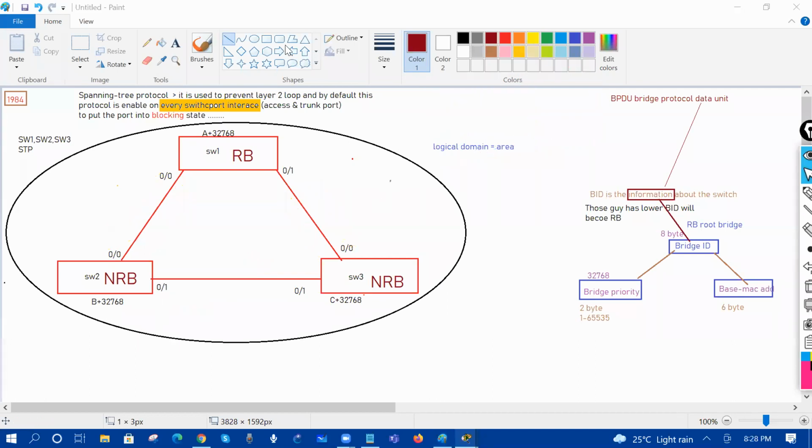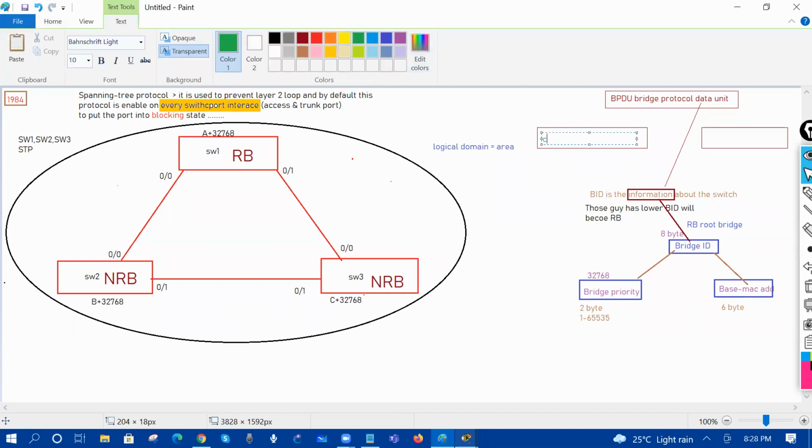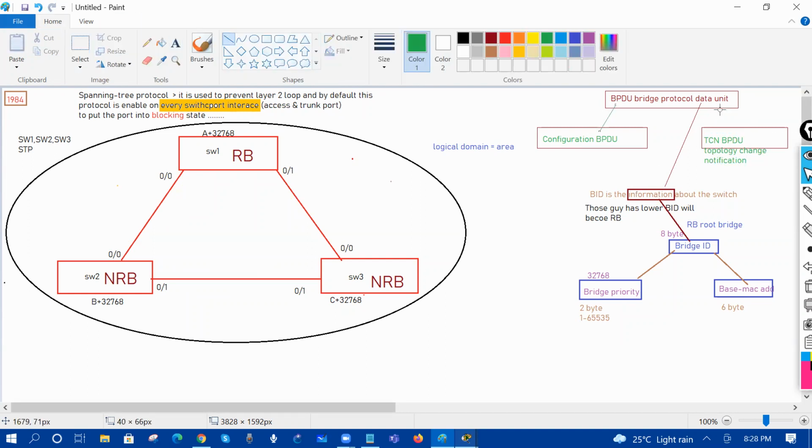And this bridge ID, guys, the Bridge Protocol Data Unit, BPDU, has two types. One is the configuration BPDU, and the other is the TCN BPDU. TCN stands for topology change notification. Right now, we are talking about the configuration BPDU.